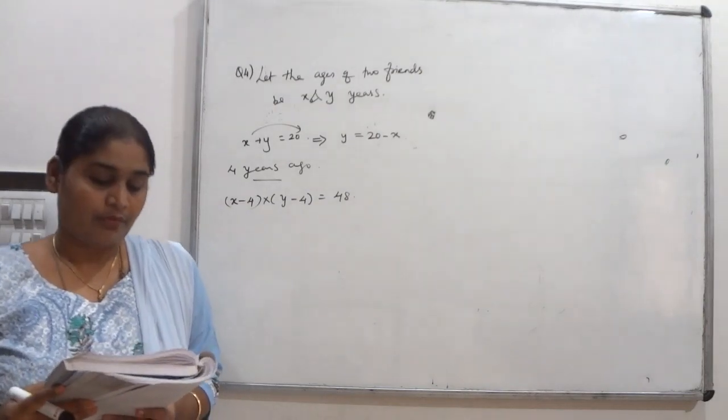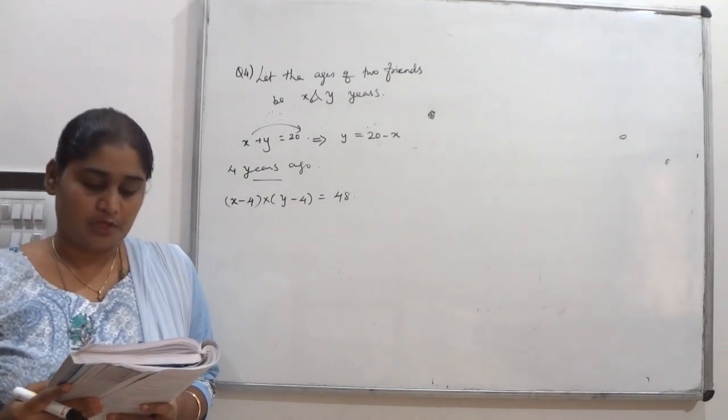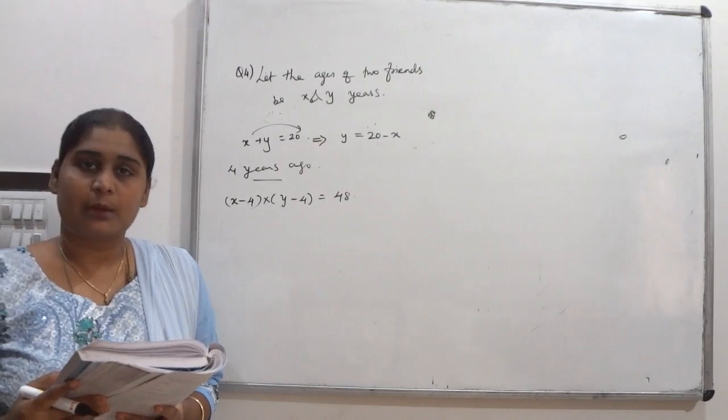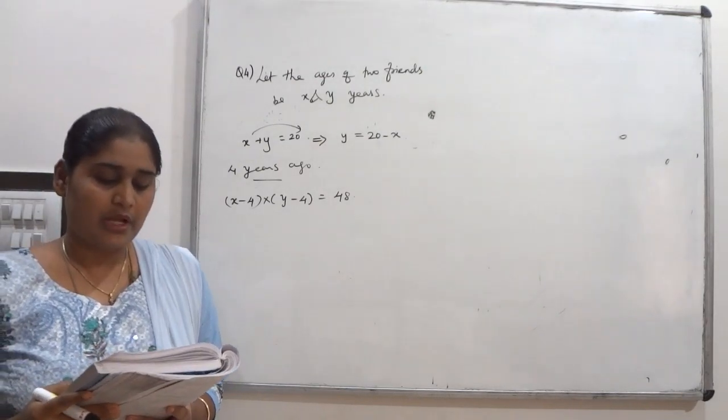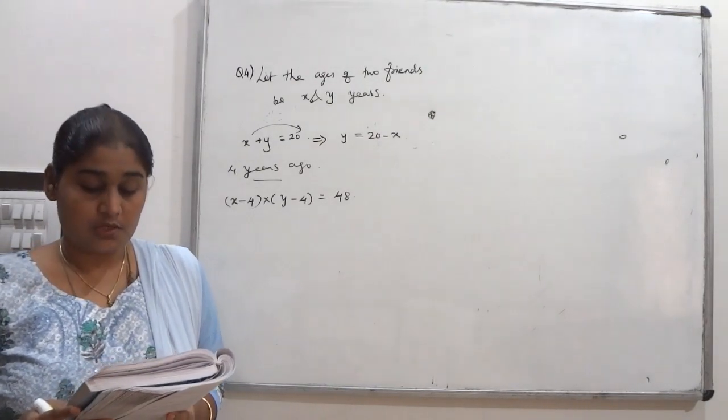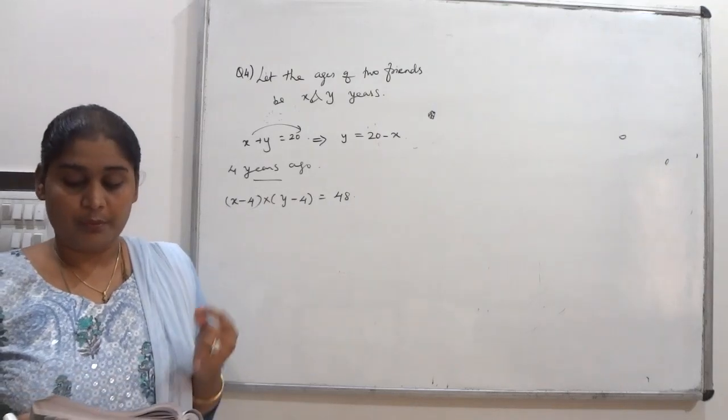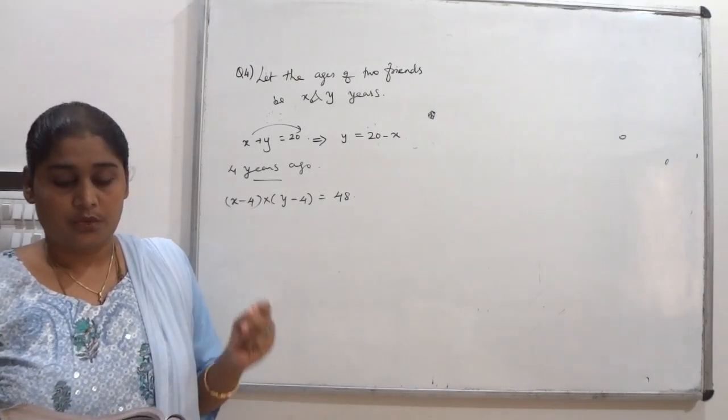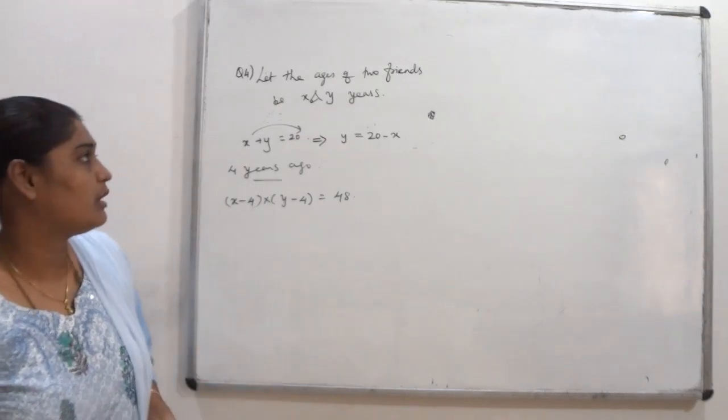Question number 4. Is the following situation possible? If so, determine their present ages. The sum of the ages of two friends is 20 years. 4 years ago, the product of their ages was 48. Find out their present ages.